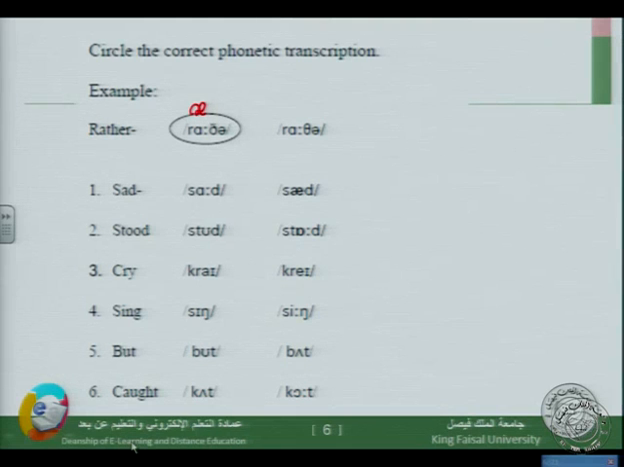So can you see now, can you tell the difference? It's just a slight difference, but it's important to understand it. Here, for example, which one is the correct one? Which one is the correct one? This word is not pronounced as rather, it is rather.